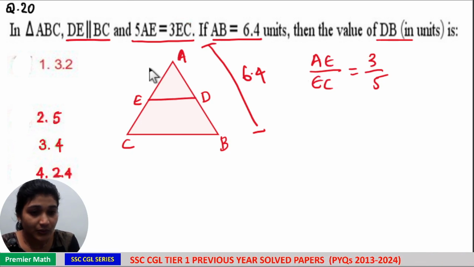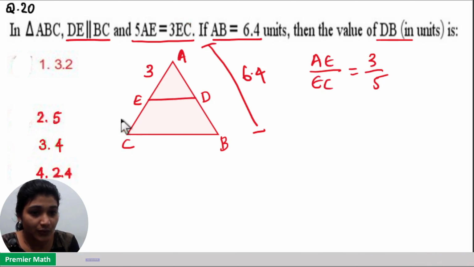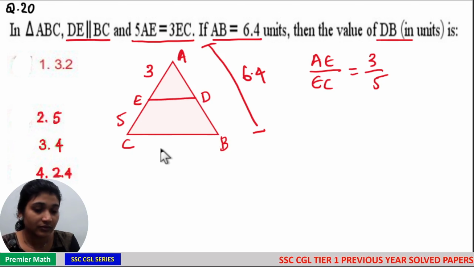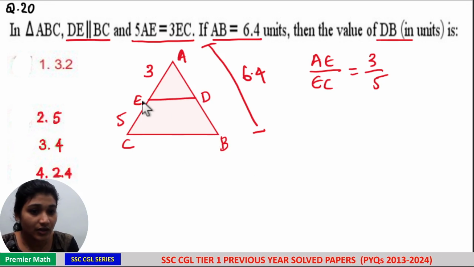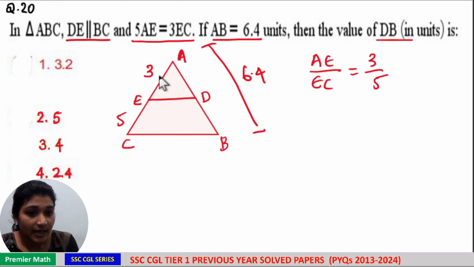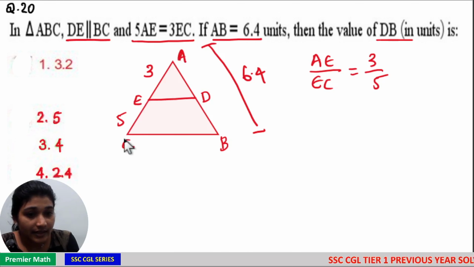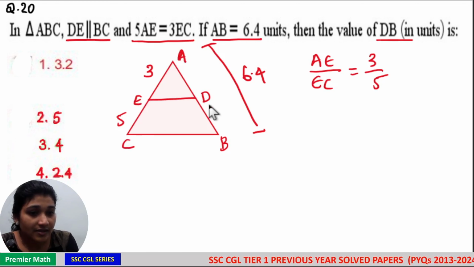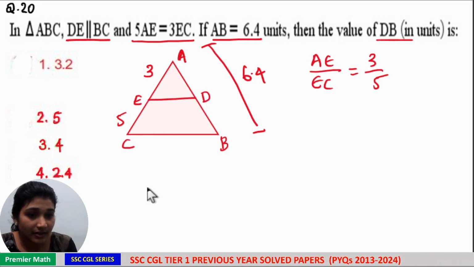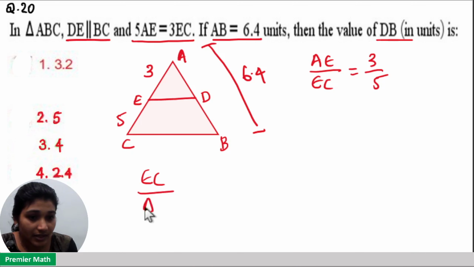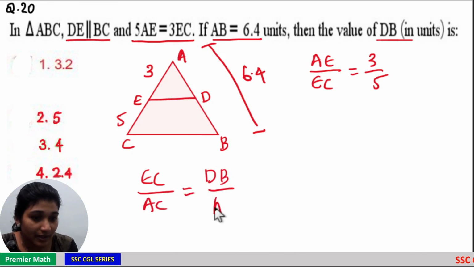So AE is equal to 3 unit and EC equal to 5 unit. Now, in this triangle, DE is parallel to BC. So whenever they have this condition, you can directly write AE divided by AC as AD divided by AB, or you can write EC divided by AC as DB divided by AB. That is EC divided by AC equal to DB divided by AB.